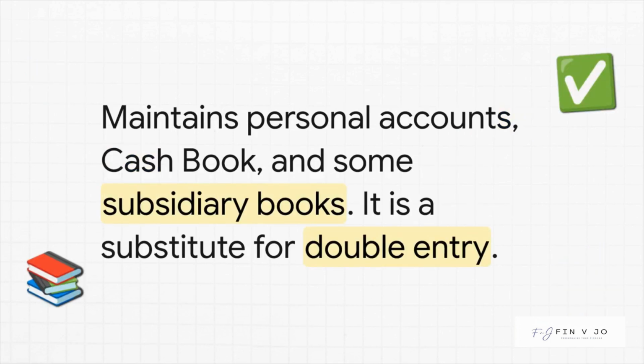Finally, we have the quasi-single entry system. This one brilliantly illustrates how a business kind of tries to bridge the gap toward proper accounting. It maintains personal accounts, a cash book, and adds in some subsidiary books like sales, purchases, and bills books. While there's no separate record maintained for discounts, it does give us some scattered information on expenses like wages and rent. In fact, this is the method generally adopted as a substitute for the double entry system. It finally gives us a few more vital clues to work with.